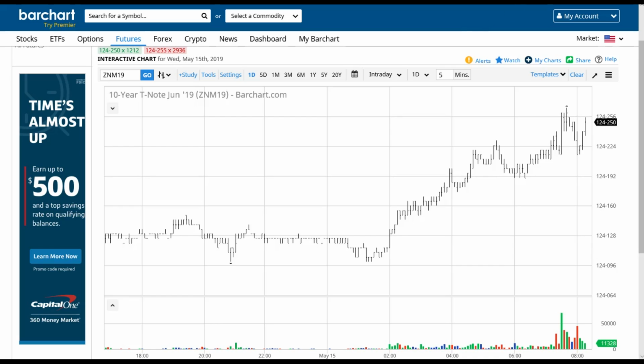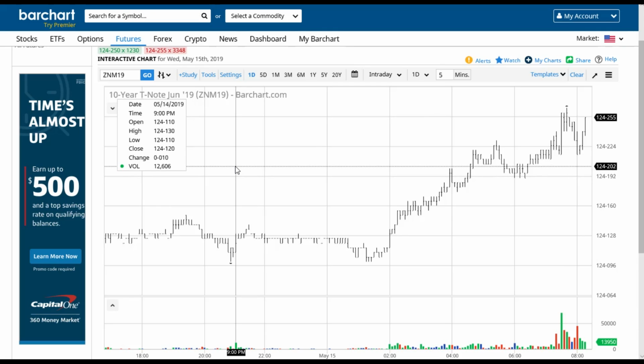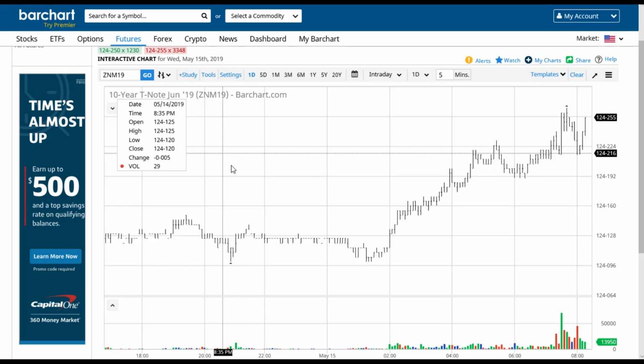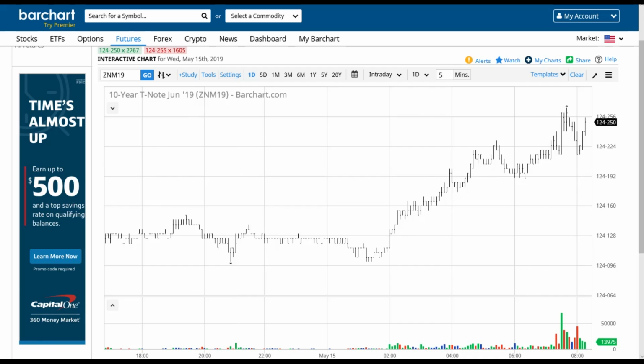Let's see here. Really quick, with the bearishness in equities, we have kind of a trend day going on thus far, at least for the overnight. I don't know if that's going to continue, but we'll just keep an eye on it.